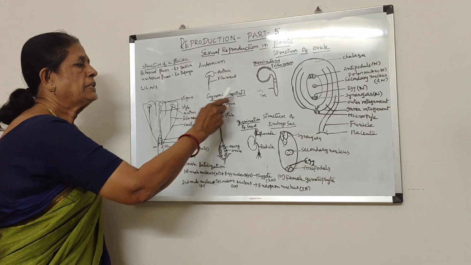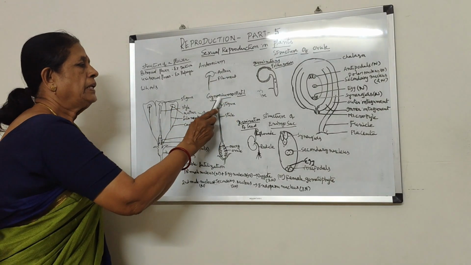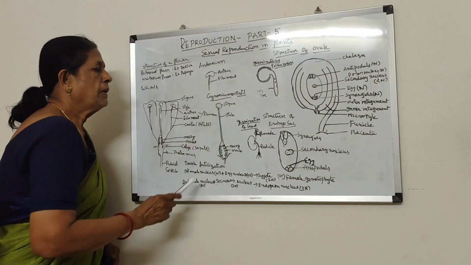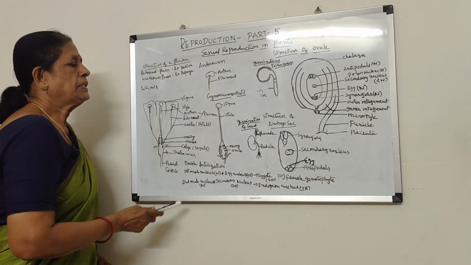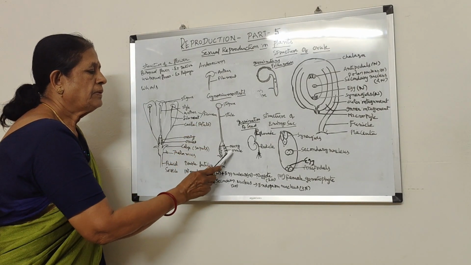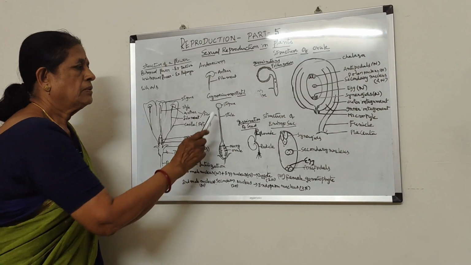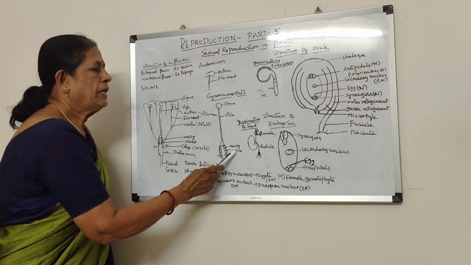So what is gynoecium? It is also called as pistil. Here in gynoecium we can see a lobe-like part which is called as stigma, and a tube-like part which is called as style, and which ends with ovary. And ovary contains a number of ovules. So stigma, style, ovary and ovules.